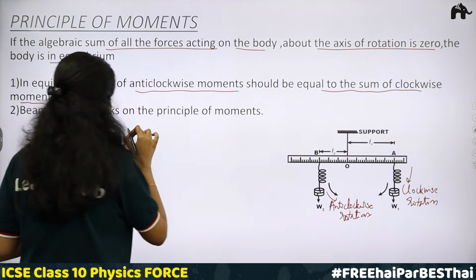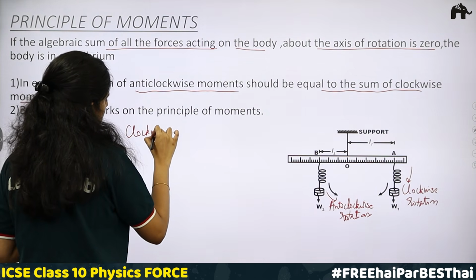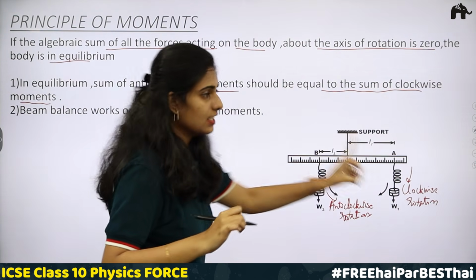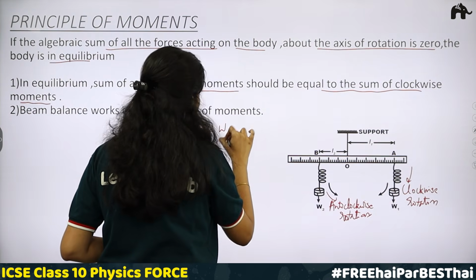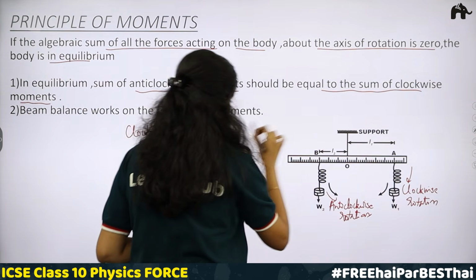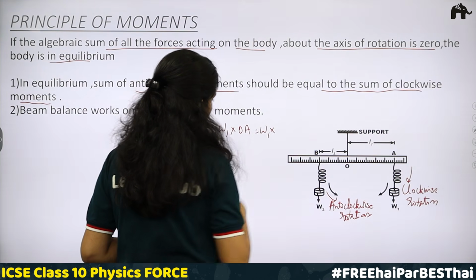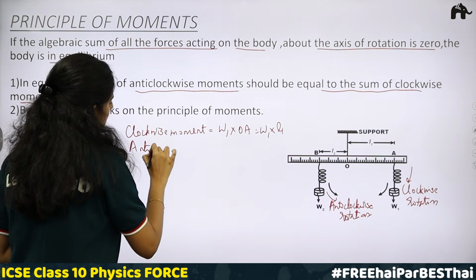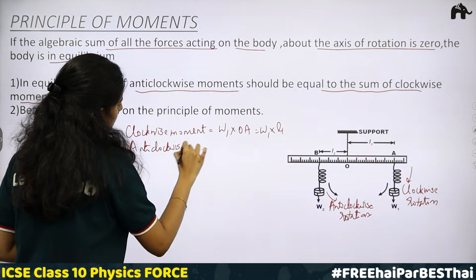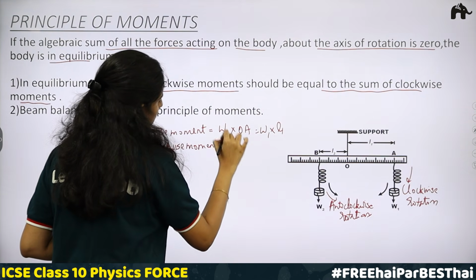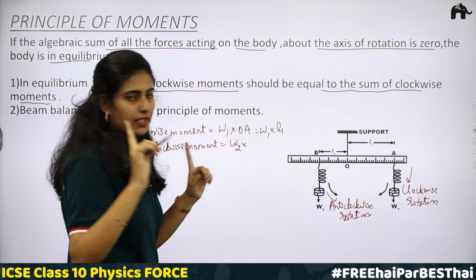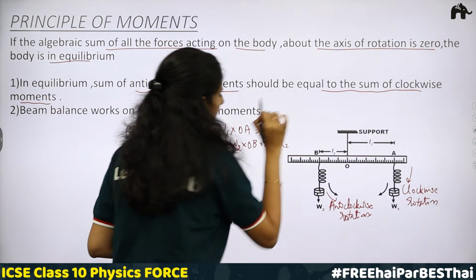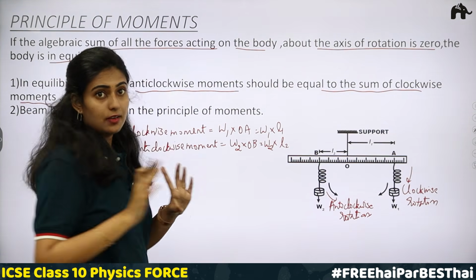Now tell me, what is the clockwise moment? Clockwise moment will be equal to the weight W1 into the perpendicular distance OA, which is W1 into L1. What is the anti-clockwise moment? Anti-clockwise moment will be equal to weight W2 into the perpendicular distance OB, W2 into L2.